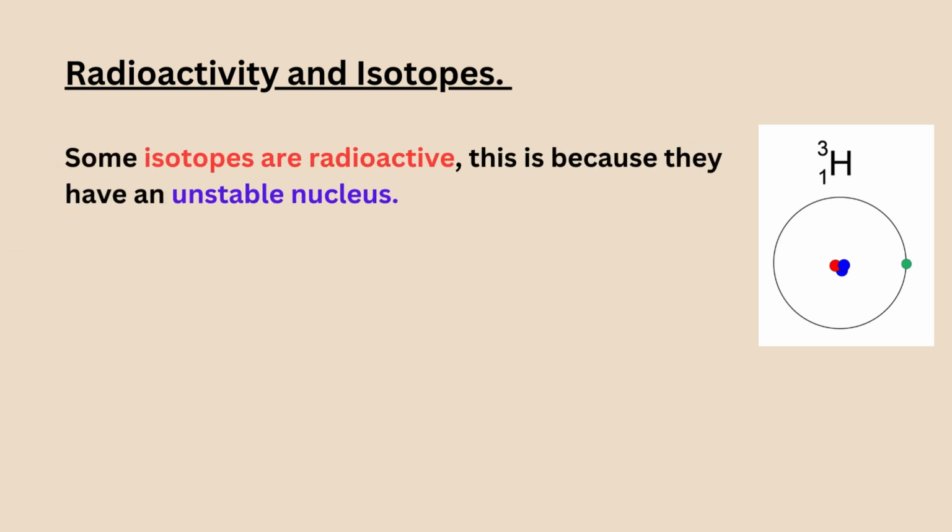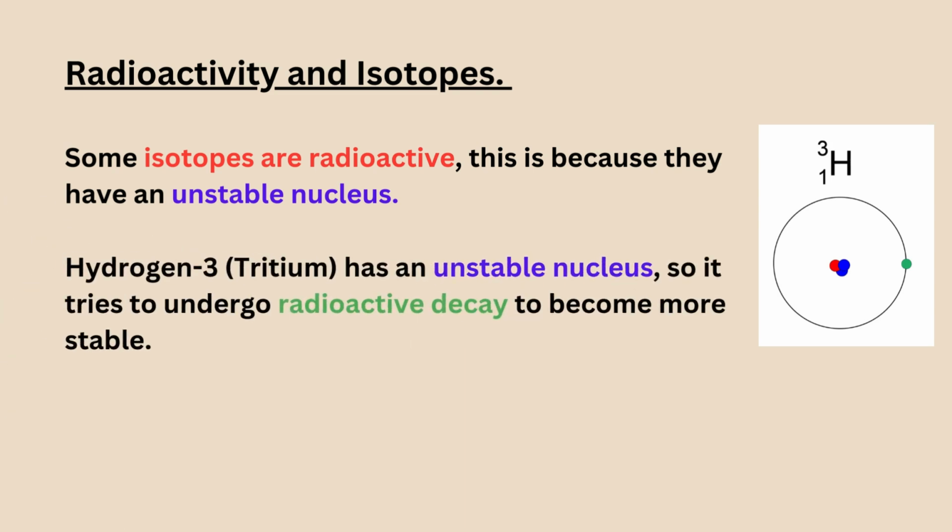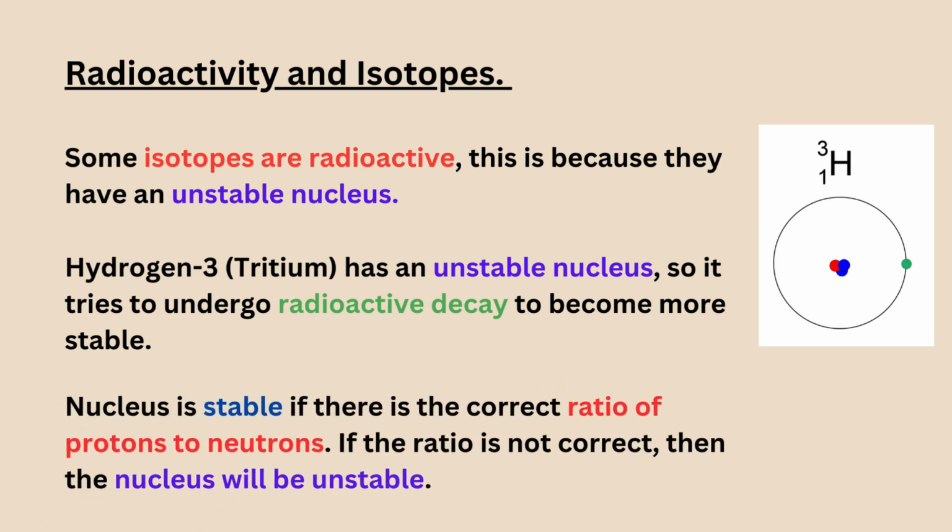Some isotopes are radioactive. This is because they have an unstable nucleus. Hydrogen 3 or tritium has an unstable nucleus, so it tries to undergo radioactive decay to become more stable. The nucleus is stable if it has the correct ratio of protons to neutrons. If the ratio is not correct, then the nucleus will be unstable.